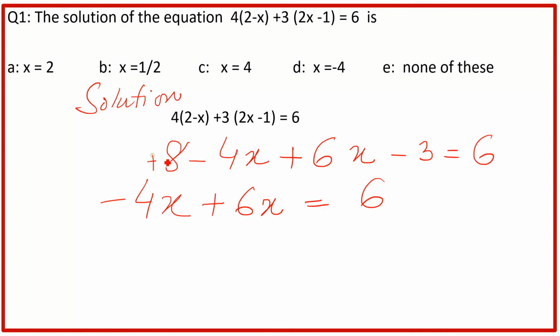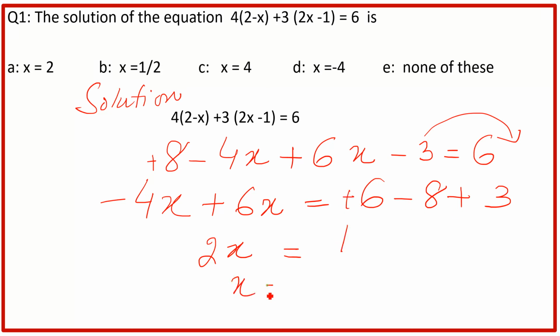Then this is the positive 8. Take the transpose. It will be negative 8. This is negative 3. Take the transpose. It will be positive. So negative 4x plus 2x, which is equal to 2x. Here is 9. This is positive. This is positive. 9 minus 1, which is equal to 1. So x is equal to 1 over 2. So where is 1 over 2? This one is the 1 over 2, and this is our answer.